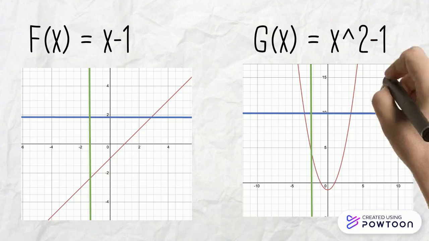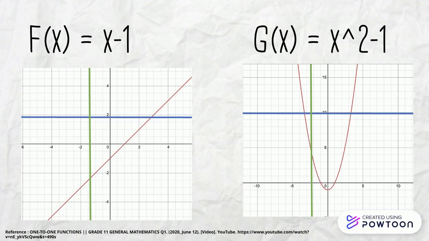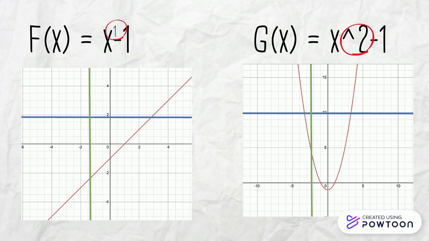The easiest way we can determine if a function is a one-to-one is by looking at its exponent. If the exponent is an odd number, it is a one-to-one. If it's even, then it's not.